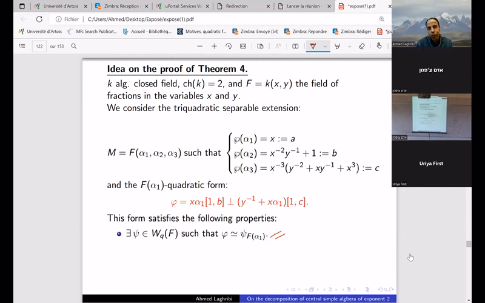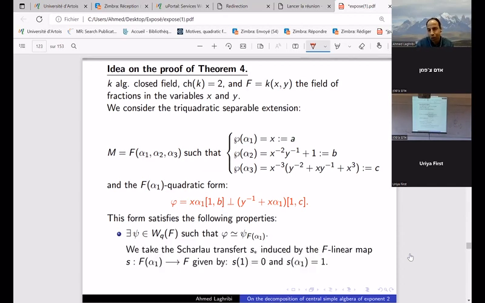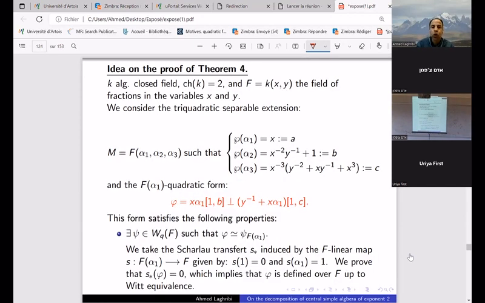If you would like to ignore the previous proposition, you can prove that phi is defined over F using the following arguments. For example, you take the Scharlau transfer s_* induced by the F-linear map s from F(alpha_1) to F that sends 1 to 0 and alpha_1 to 1, and you prove that the transfer of phi is 0, which means that phi is defined over F up to Witt equivalence. And because the extension F(alpha_1) is excellent over F, we conclude that phi is defined over F up to isometry. Okay, this is the first point.